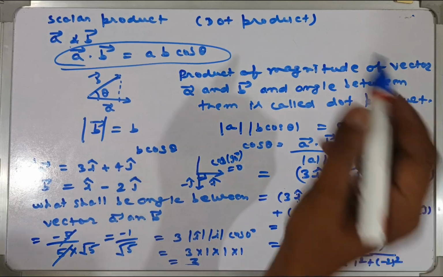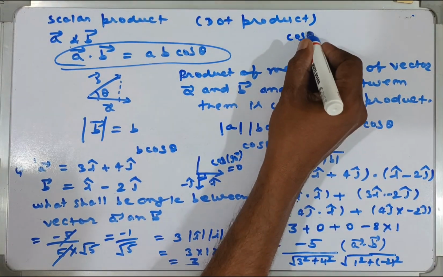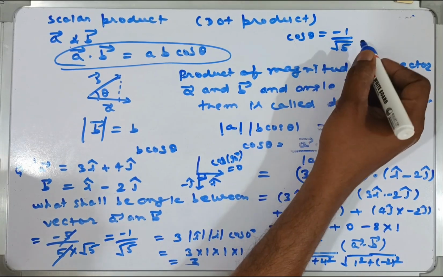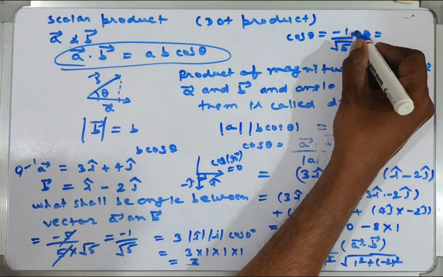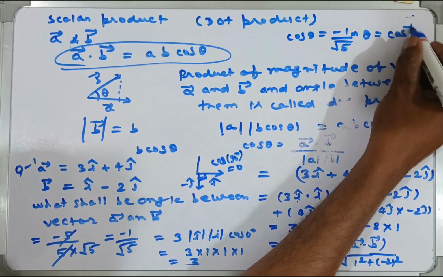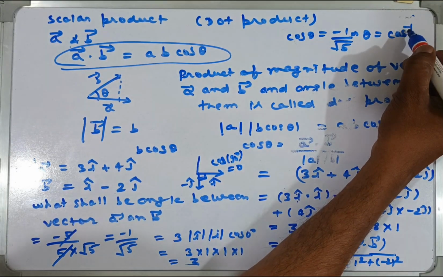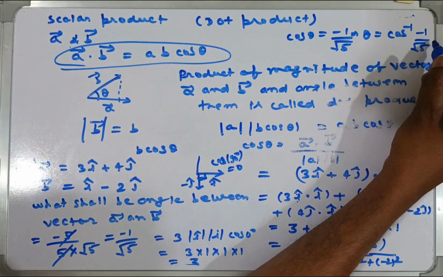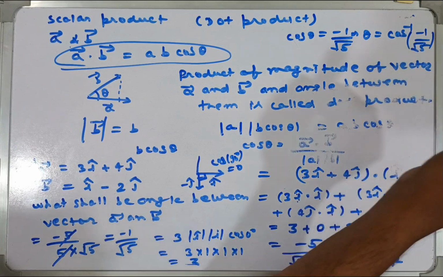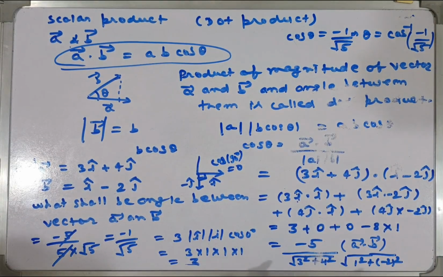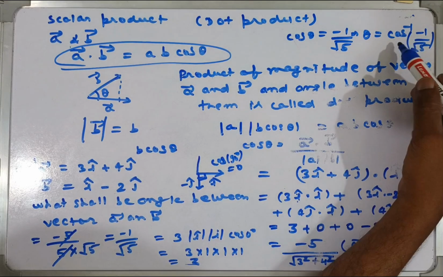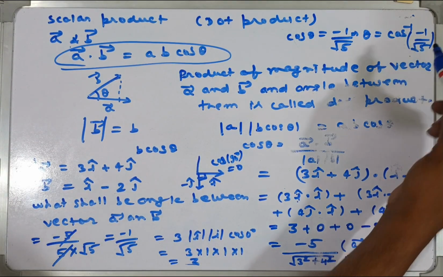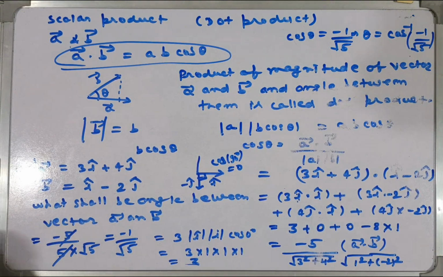So 5 cancels out, and this is minus 1 by root 5. So our answer is cos theta equal to minus 1 by root 5, and theta equals cos inverse. Inverse means we put a minus 1 power. So theta will be cos inverse of minus 1 by root 5. Okay, next question on dot product.